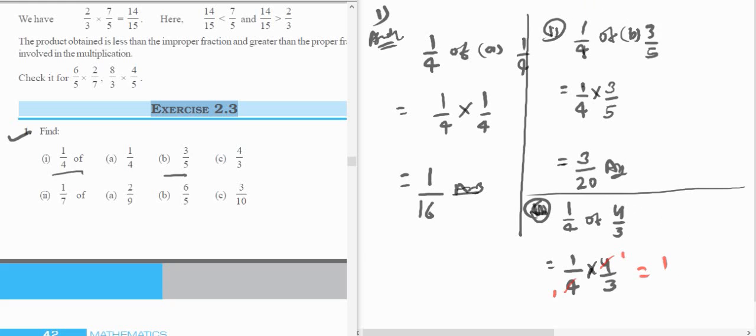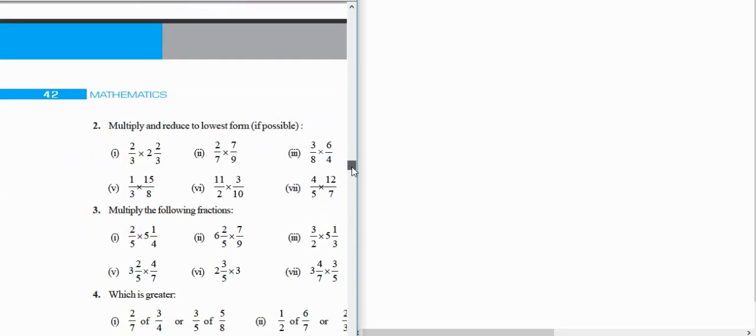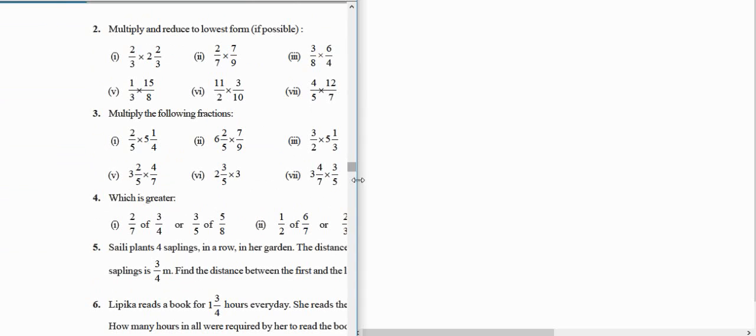1 into 1 will be 1, and 3 1s are 3. So this is your answer here. Like this you can solve this question. 1/7 you can multiply with this, this and this. This is a very easy question. Now come to the next part, next question, that is B.